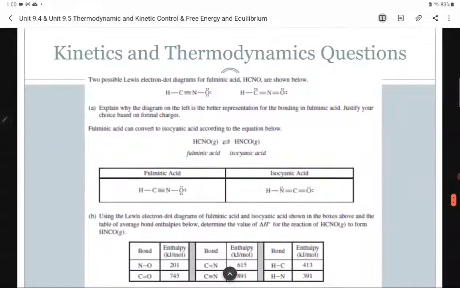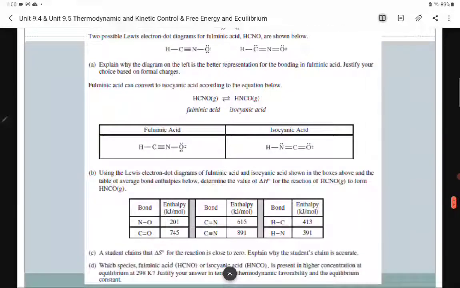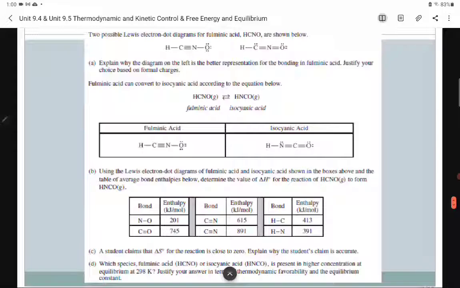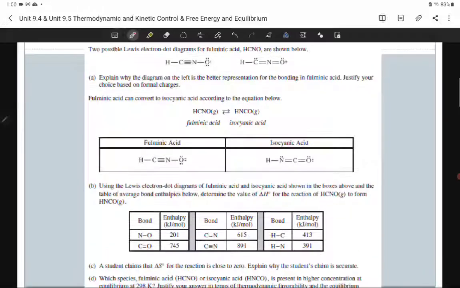I think we have one more question here, and this question is more all-encompassing. It's not all about thermochemistry. Explain why the diagram on the left is a better representation for the bonding, and use formal charge. Formal charge is something we haven't done for a while, but we're never going to worry about the hydrogens because they're bonding always the exact same way with everything. So we're just going to concentrate on those 3 atoms. And you have to do each one individually, and we're looking for the answer that has the most zeros.